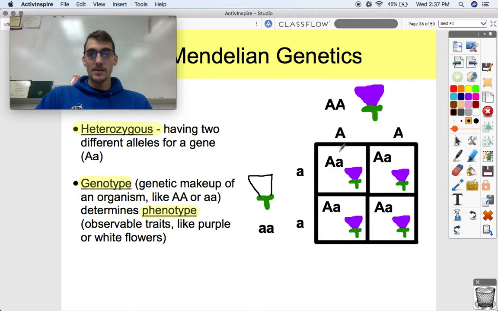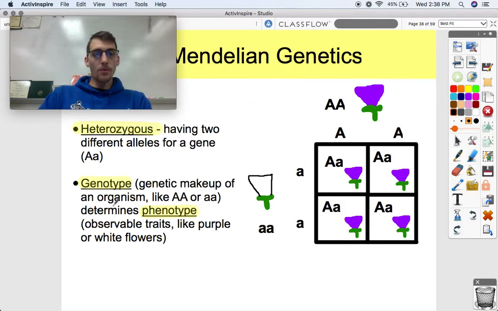As we can see, there's a dominant allele here, dominant allele there, dominant allele here, dominant allele there, recessive allele there, and so on and so forth. So what we end up with are all what we call heterozygous offspring. In our F1 generation, we end up with all heterozygotes, and that means they have 2 different alleles for a gene. Remember, 2 copies of a gene. One of these alleles is dominant, one is recessive, therefore it is heterozygous. Hetero means different, homo means same.